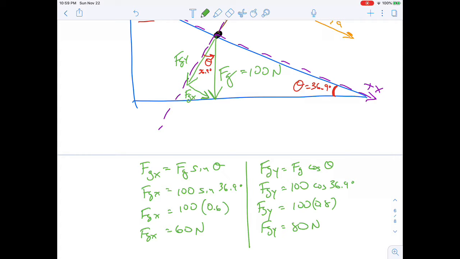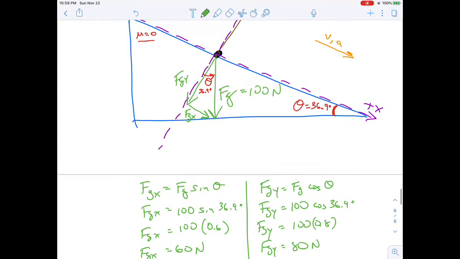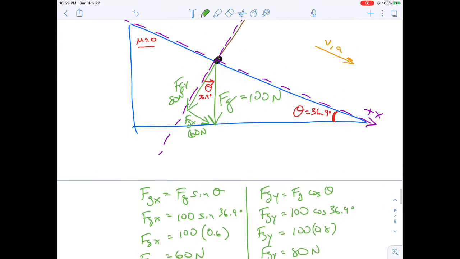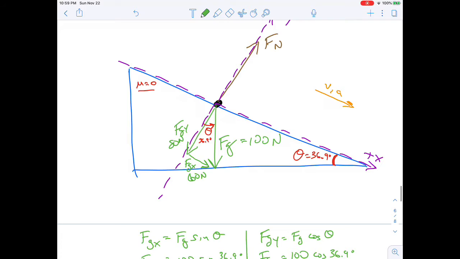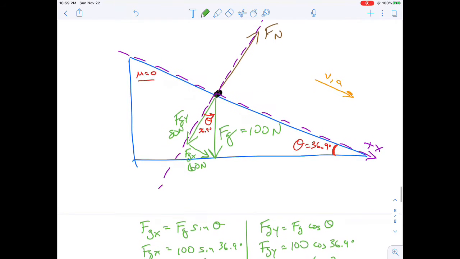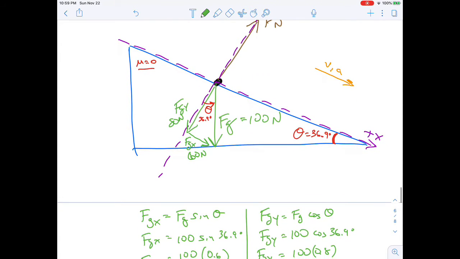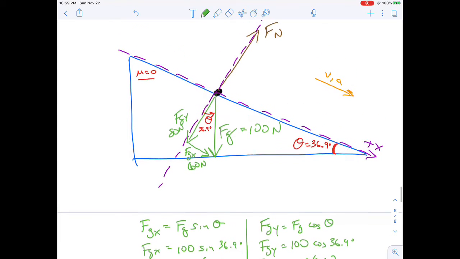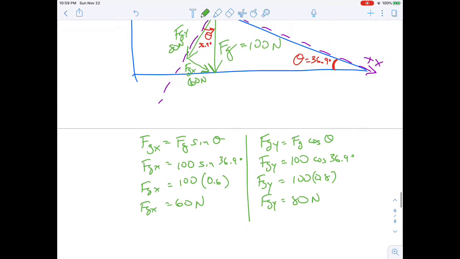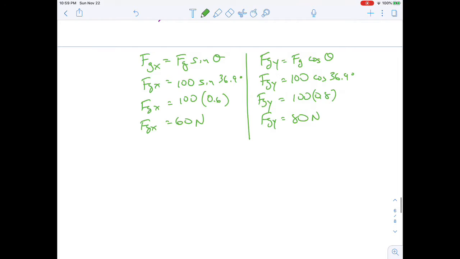So this tells us some things. This tells us that this is 80 newtons, and this tells us that this is 60 newtons. And now, if I want to, I can draw a free body diagram or analyze the free body, or I don't have to, I have the free body diagram. I can now do Newton's laws, like we've been doing before.